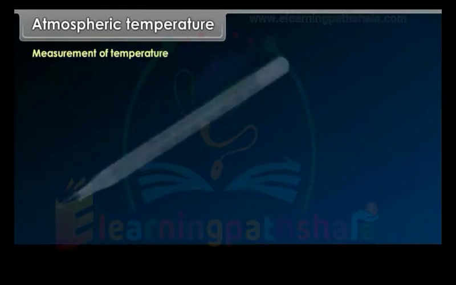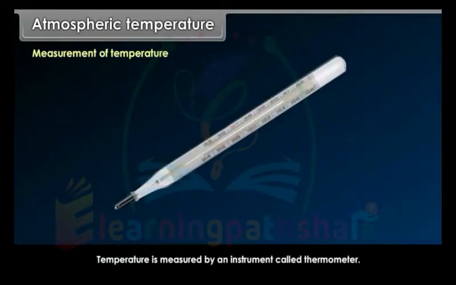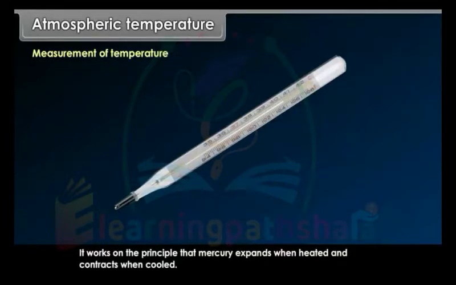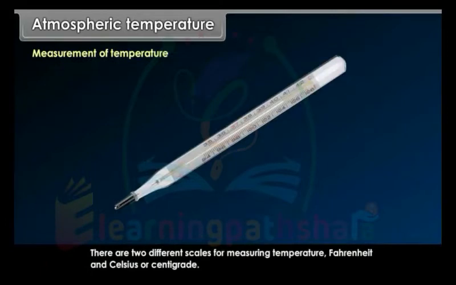Measurement of temperature. Temperature is measured by an instrument called thermometer. A thermometer is a narrow glass tube which is graduated and filled with mercury or alcohol. It works on the principle that mercury expands when heated and contracts when cooled. There are two different scales for measuring temperature: Fahrenheit and Celsius or centigrade.